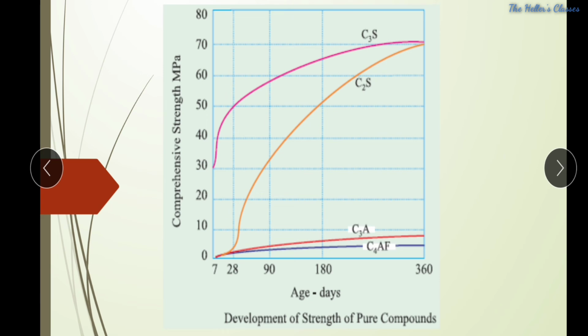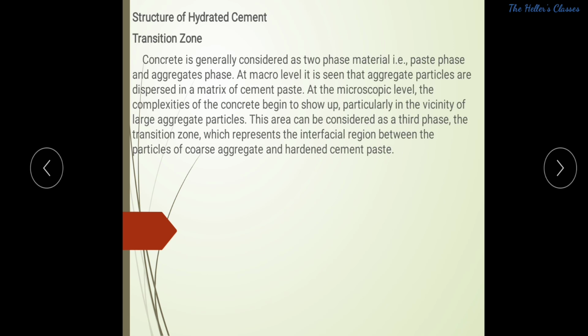If we observe a graphical representation of compressive strength with respect to age, the most responsible compounds are C3S and C2S, and C3A and C4AF are somewhat less responsible for gaining strength, in the earlier stages or for the longer span also.